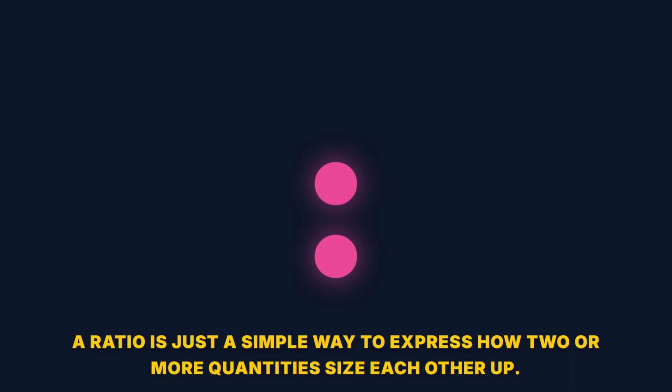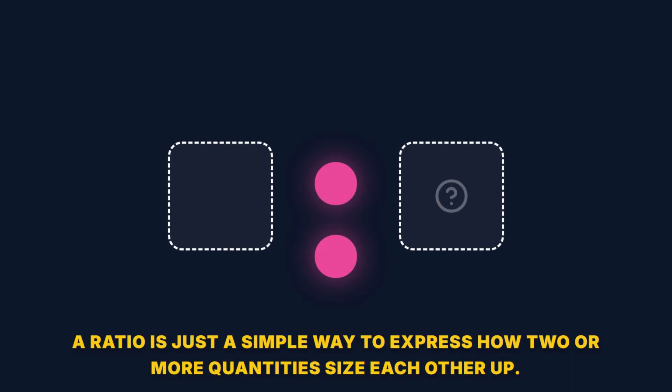A ratio is not a giant mystery. It is just a simple way to express how two or more quantities size each other up. We usually write them with two dots called a colon.